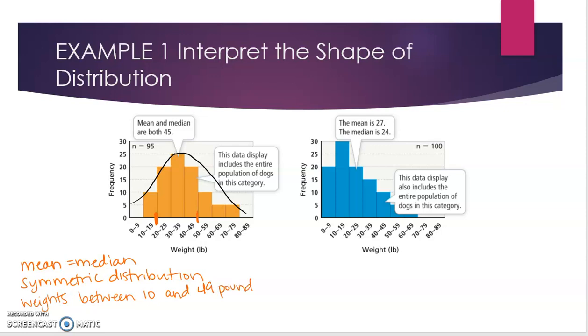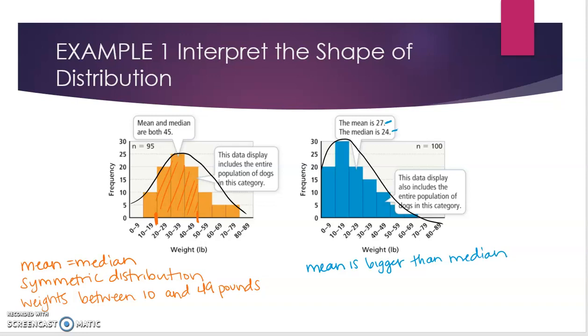And that's because you have that kind of central tendency there, where most of the values are in the middle. On the right here, you can see my curve starts higher and kind of tapers off at the end. In this case, your mean is bigger than your median. They tell you that you have a mean of 27 here and a median of 24. So your mean is bigger than the median.